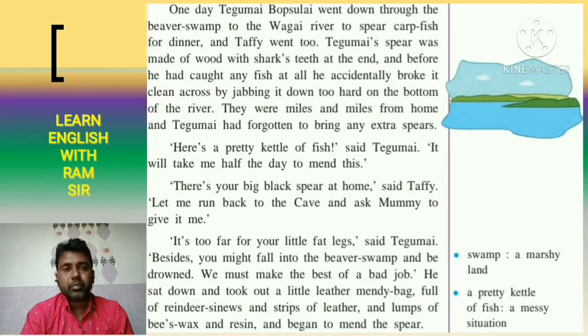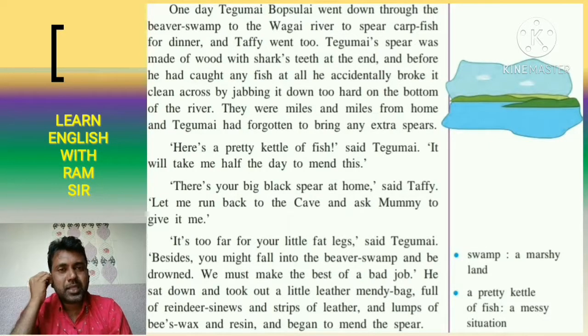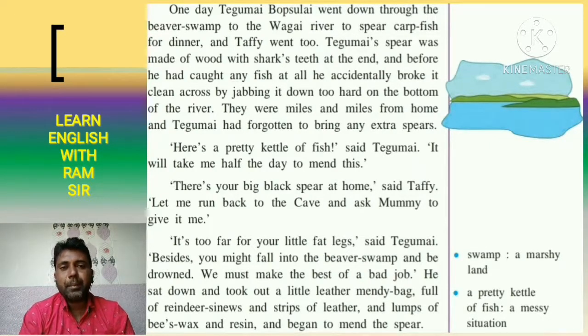He just used the resin and beeswax to stick those particular sinews and strips of the leather to the spear and he began this particular work to mend the spear. Mend means to repair. तो अपने भाले को वो क्या करने लगा, रिपेयर करने की कोशिश करने लगा. जो भी सामान उसके पास है उसकी मदद से वो क्या करने लगा है, अपना स्पीयर अच्छा करने की कोशिश करने लगा है. Swamp means this is the marshy land. Marshy means दलदल का area.